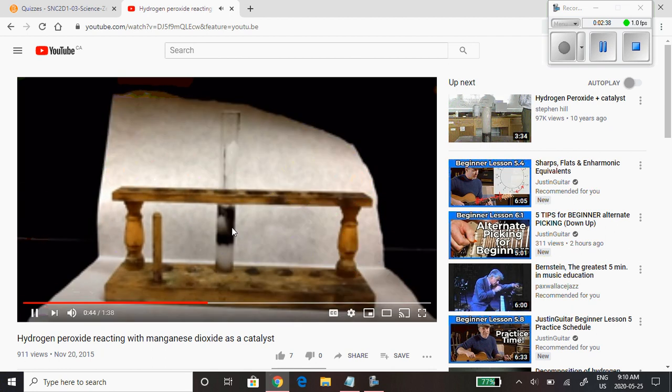Look at the bubbles being made. So I'm making an observation. There's bubbles being made there. That's a gas, right?